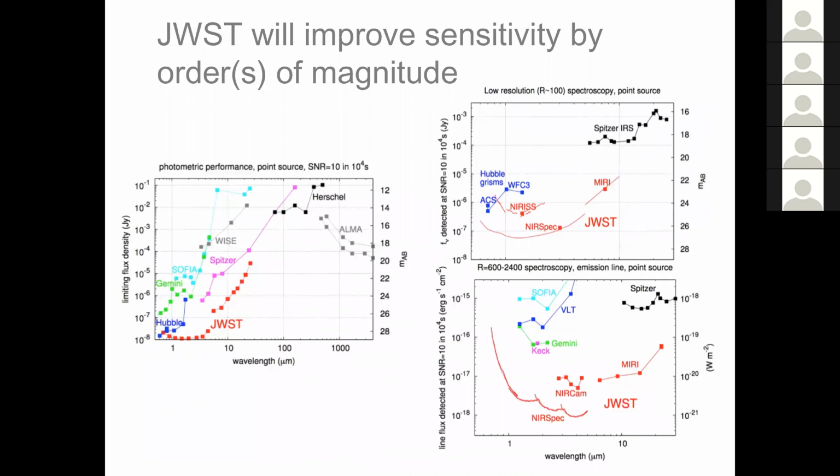I just want to mention that JWST is not a high resolution spectrograph. The highest resolving power would be about 3,000. That's really geared towards doing galaxy dynamics. And you can see that at longer wavelengths, JWST will have several orders of magnitude improvement in sensitivity. So a huge discovery space.